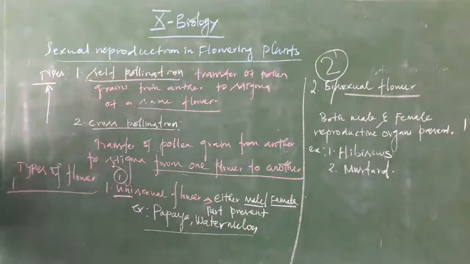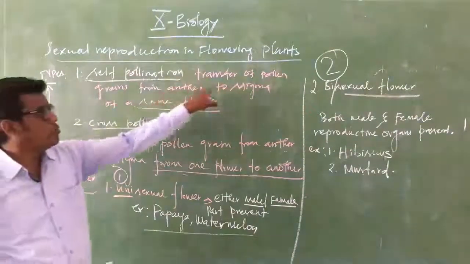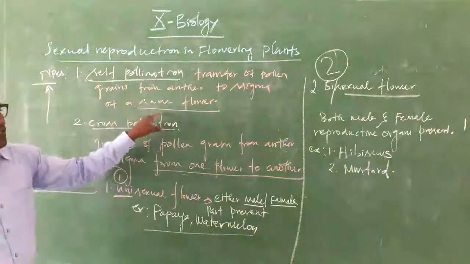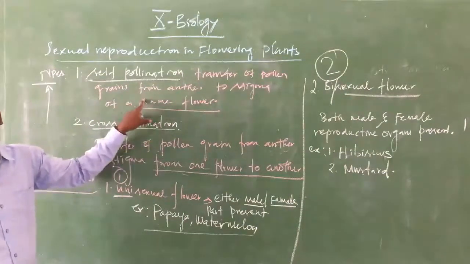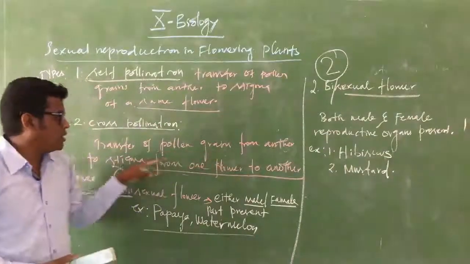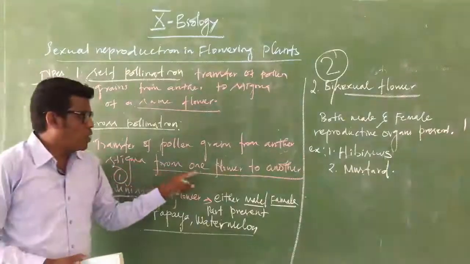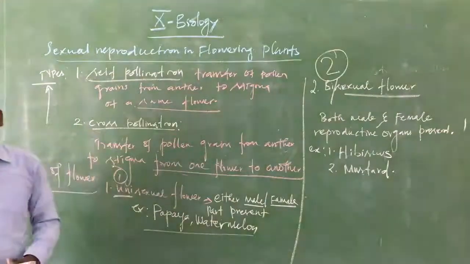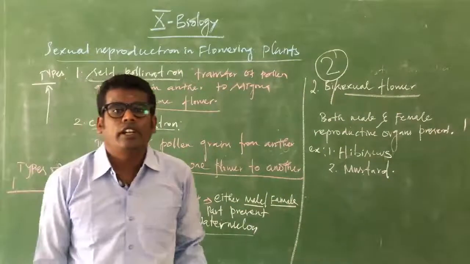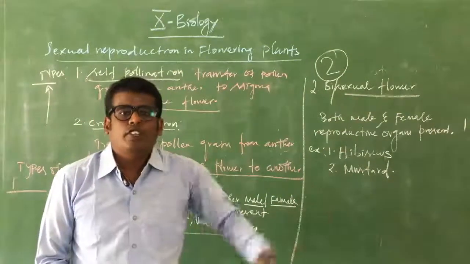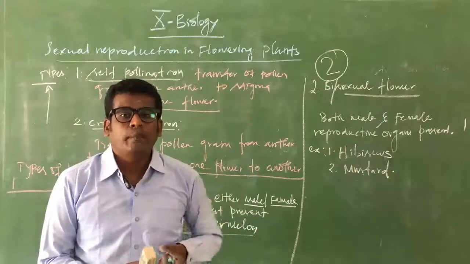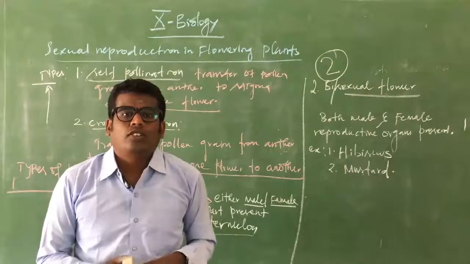Okay, now comes the point: self-pollination and cross-pollination. Self-pollination means transfer of pollen grains from anther to stigma of the same flower. This is called self-pollination. Cross-pollination is the transfer of pollen grains from anther to stigma from one flower to another. This is called cross-pollination. So differentiation questions between self and cross-pollination also arise.